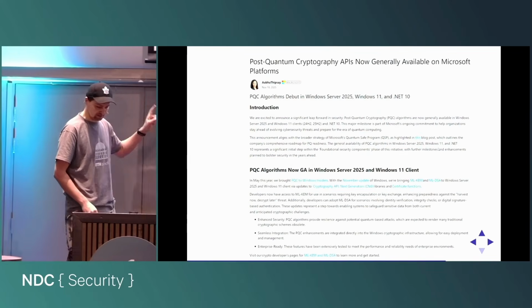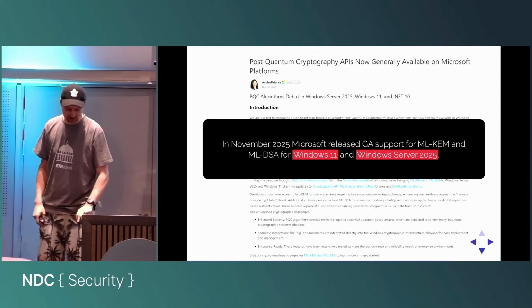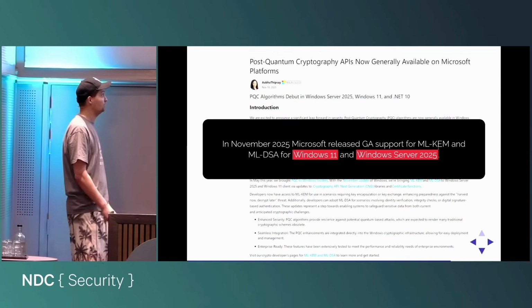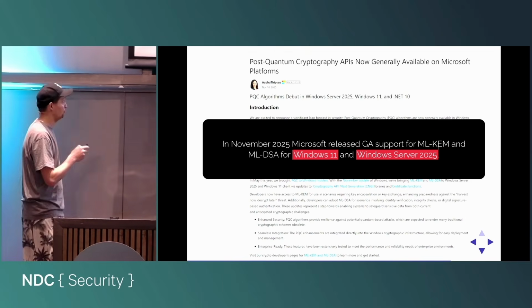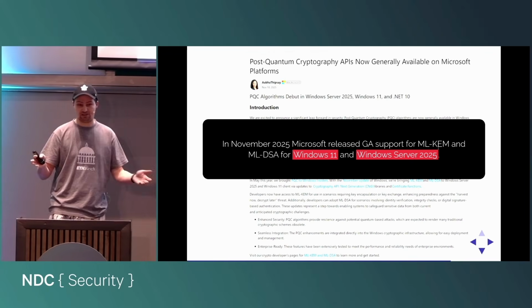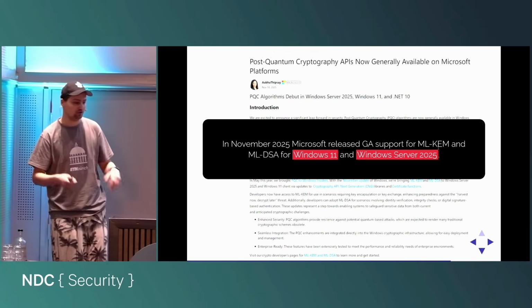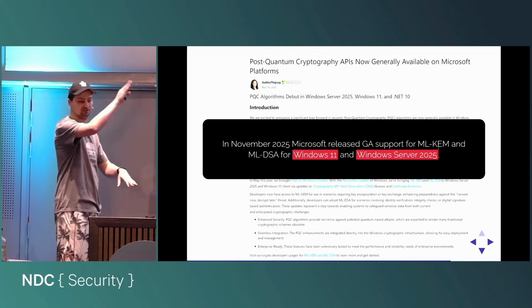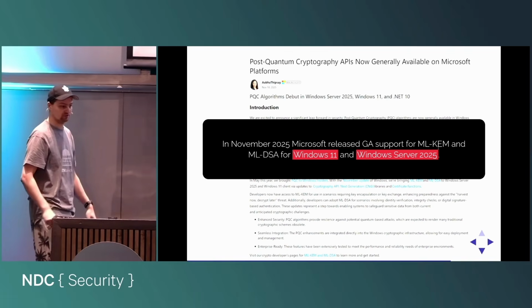But nevertheless, in November last year, Microsoft released GA support for MLChem and MLDSA. SLHDSA is also there, but in experimental state for Windows and Windows Server. Now, this doesn't do anything, it's just there, right? But you can take algorithmic advantage of it if you write code against it. But it's actually not integrated into any of the Windows services stack, for example.